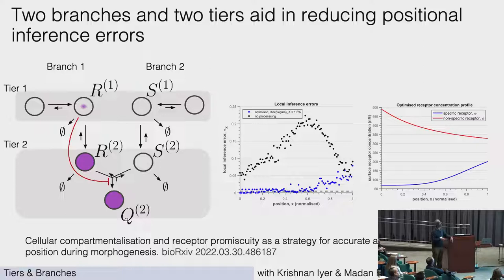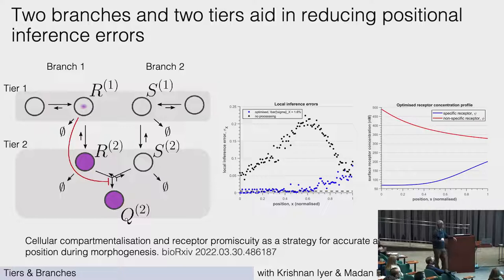But that required that the surface distributions of the two receptors are orthogonal to each other. In fact, the signaling receptor, which is the specific receptor, would have a gradient like this, increasing away from the site of secretion, and the receptor concentration for the non-signaling receptor would be on this order.